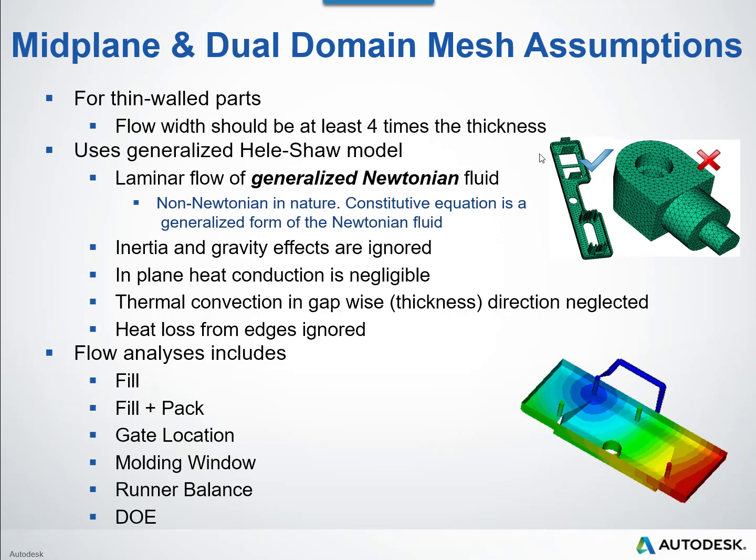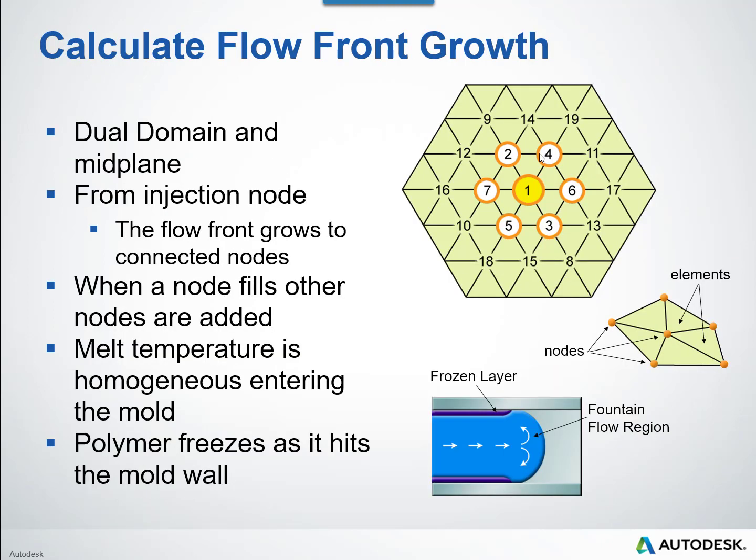The flow width should be at least 4 times the thickness, and we use the Hele-Shaw model to solve it. It has some assumptions and shortcomings, like gravity effect is ignored, heat conduction is negligible through the thickness, and so on. You can read up on that. How does the calculation of the flow front happen? Dual domain and midplane form the injection nodes, and it grows to the connected nodes.